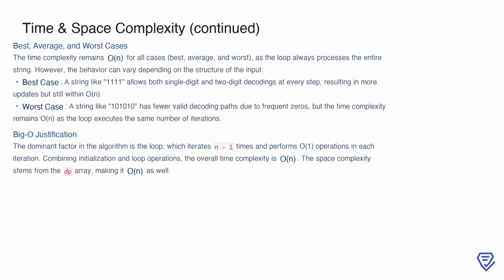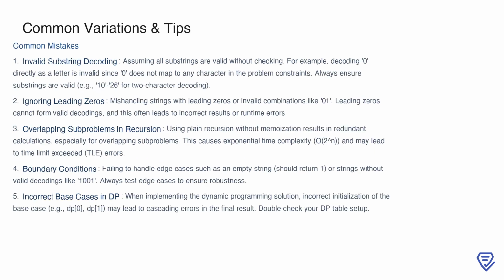The space complexity, driven by the dp array, is also O(n), though it can be further reduced to O(1) using space optimization techniques. Here, we highlight some common mistakes to avoid when solving the decode ways problem. First, it's important to ensure that all substrings you decode are valid. For example, decoding 0 directly as a letter is invalid because 0 doesn't map to any character. Similarly, you must check that 2-character substrings fall within the valid range of 10 to 26.